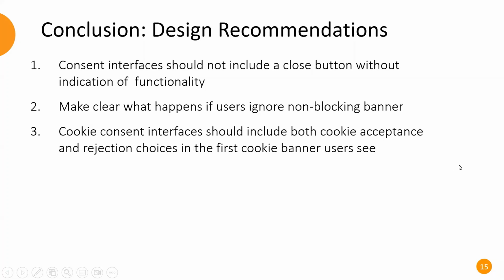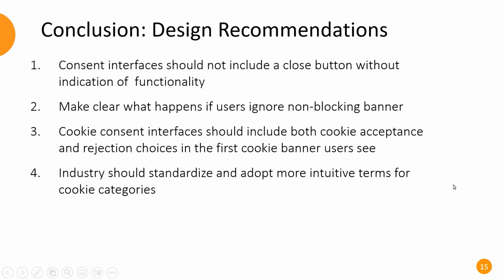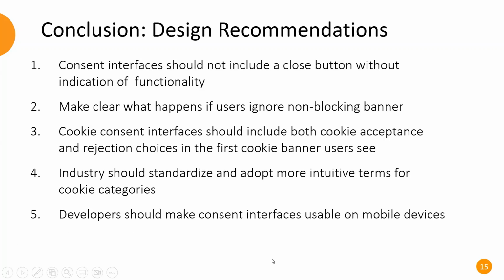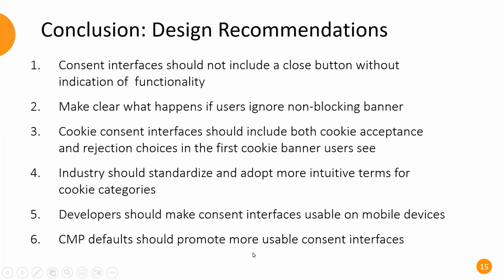Third, cookie consent interfaces should include both cookie acceptance and rejection choices in the first cookie banner users see. So as we saw from these previous results, that can have a strong impact on user behavior if you only have an accept all option. Fourth, the industry should standardize and adopt more intuitive terms for cookie categories. If including the definition doesn't work on the initial screen, then we likely need terms that are better at communicating what each of these categories are. Fifth, developers should make consent interfaces usable on mobile devices. And finally, CMP defaults should promote more usable consent interfaces.